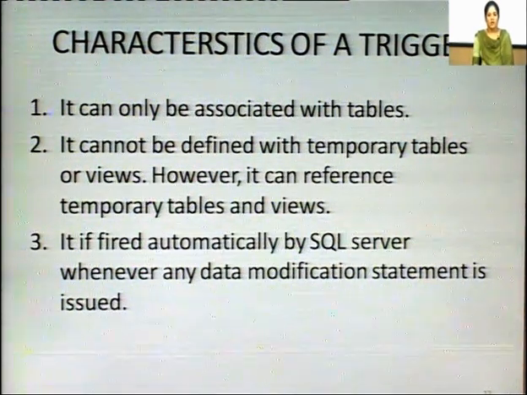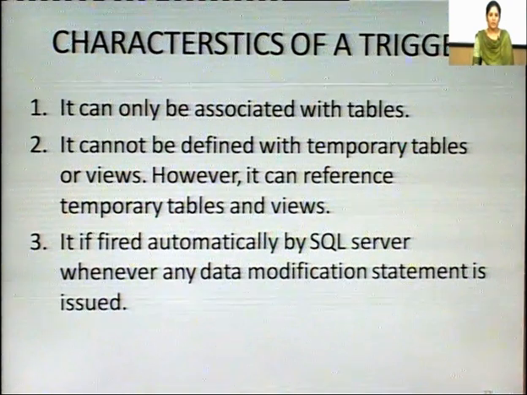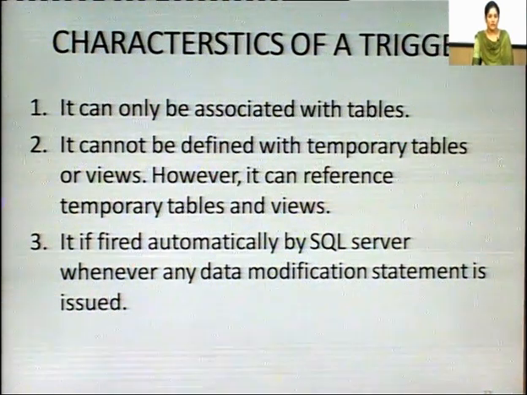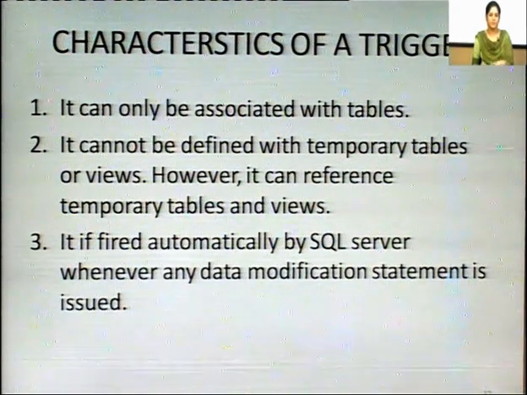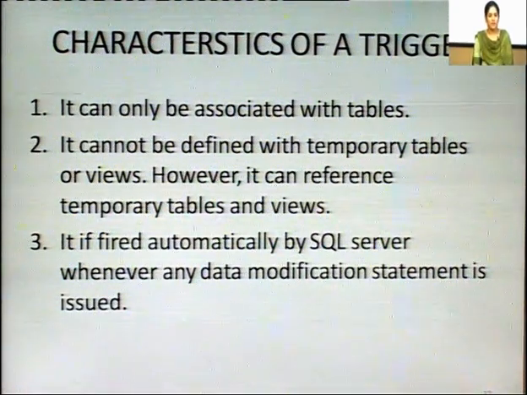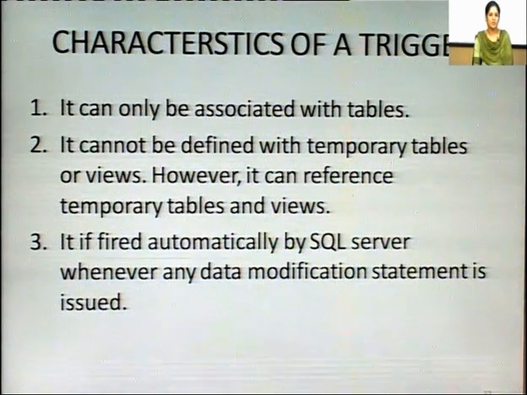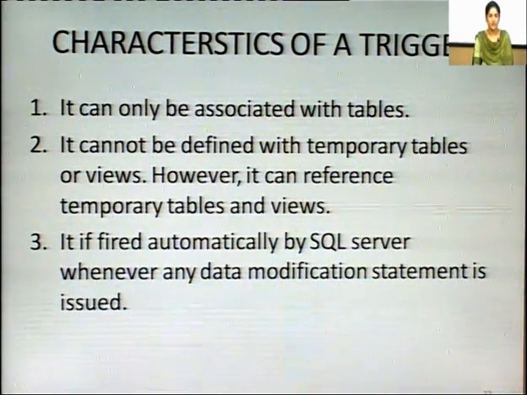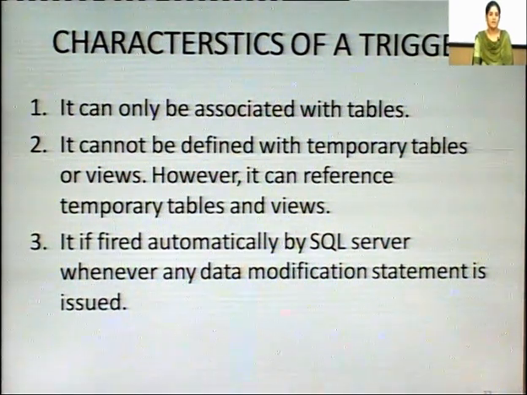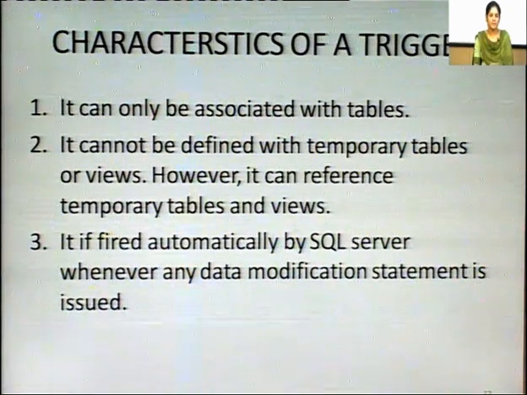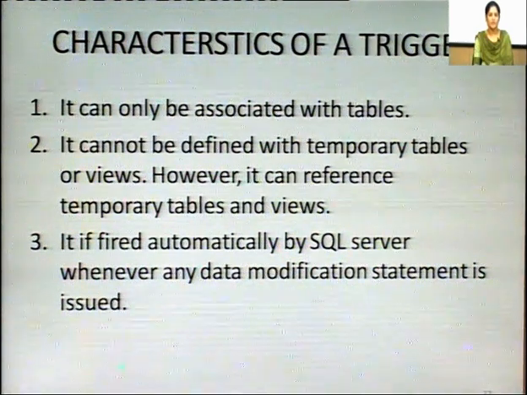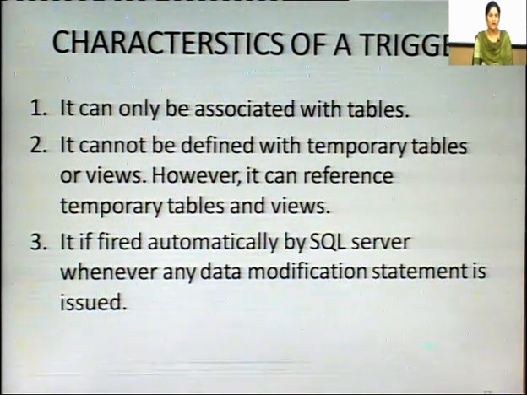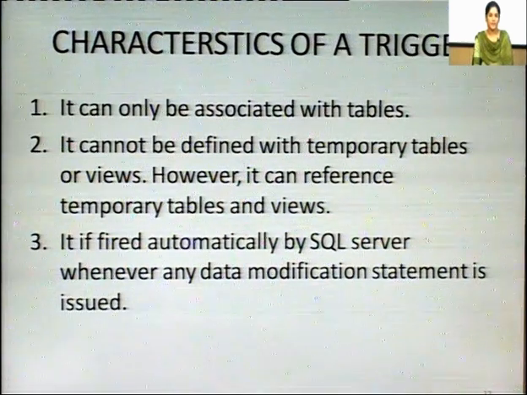The next are the characteristics of a particular trigger. What are the characteristics of a trigger? It can only be associated with tables. Simply, it specifies that you cannot associate triggers with anything other than tables. Whenever you specify a trigger, you will specify that particular trigger on a particular table only. You cannot specify the trigger on columns or rows or attributes.